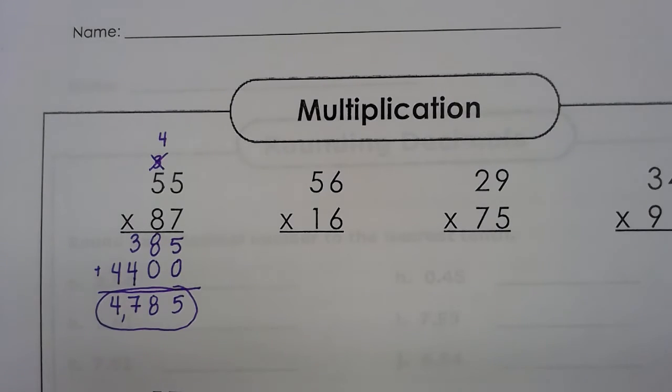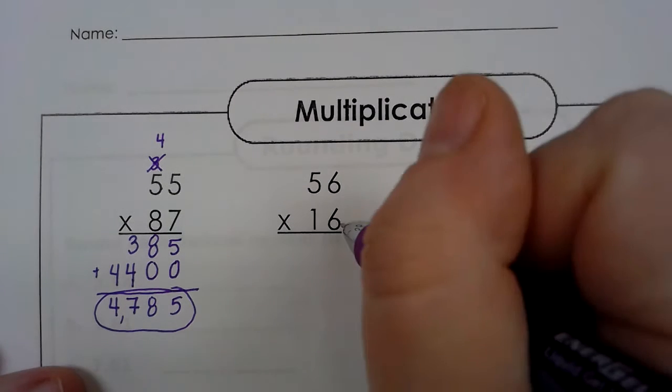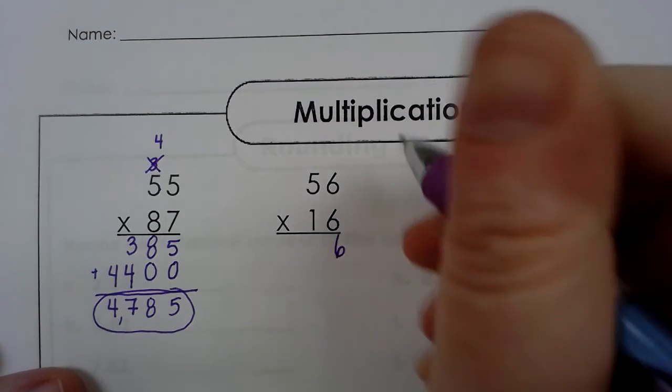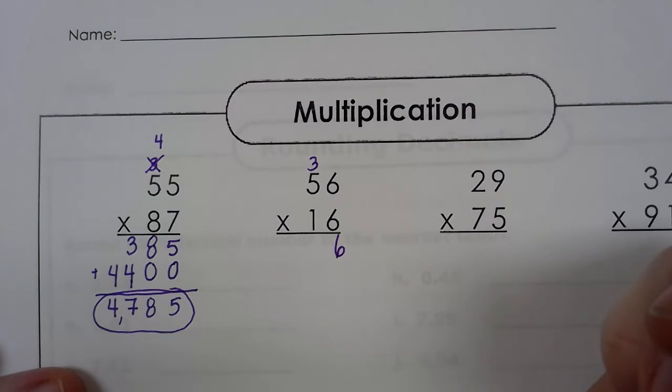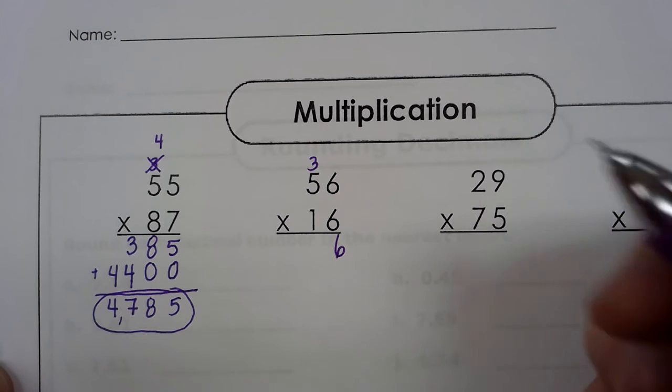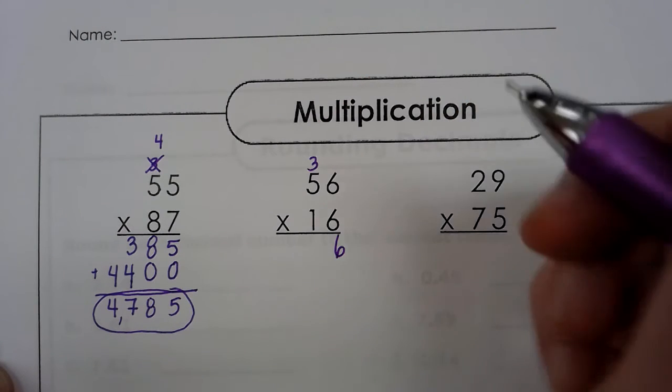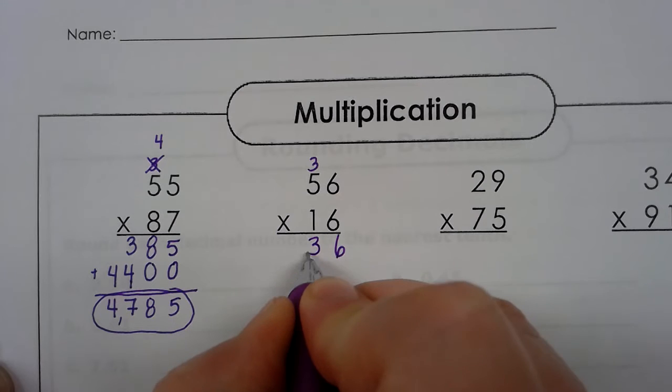All right, so I have 56 times 16. Starting all over again from scratch. Okay? 6 times 6 is 36. So I put my 6 down here and kick up my 3. Just like we did before. 6 times 5 is 30. Plus 3 is 33.